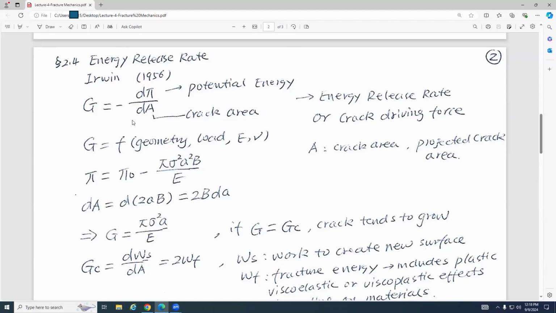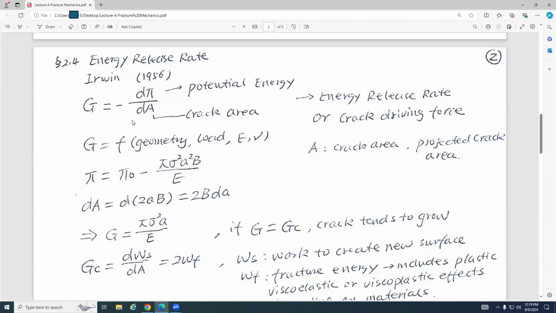And keep in mind, capital A is the crack area. This crack area is not the surface area. Crack area here is the projected crack area, which means just the crack length multiplied by the thickness. The surface area is double, because whenever we have a crack we have two surfaces. So there is a factor of 2 between crack area and surface area.